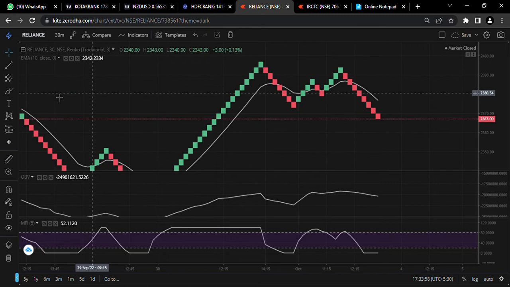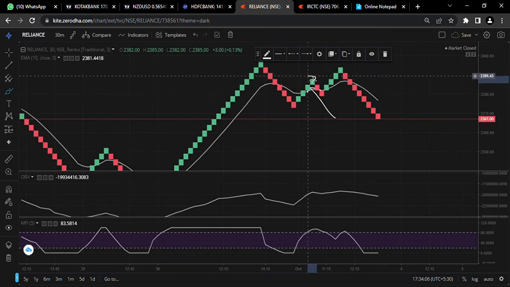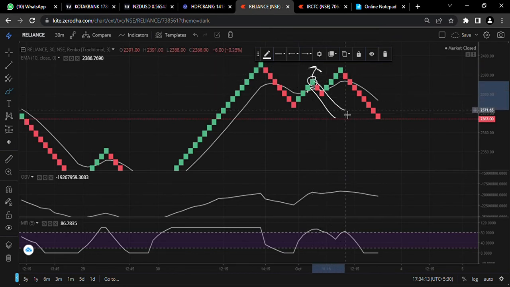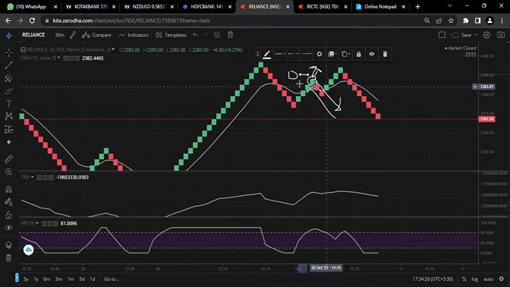See, it has given the breakout over here, and we have to wait for one brick to form. But what happens, it has formed, but it has not continued over here, it has again fallen down. Okay, so as soon as a brick has been formed over here, you have to take entry. So you have to be more and more patient, you have to keep patience for this trade. Okay.